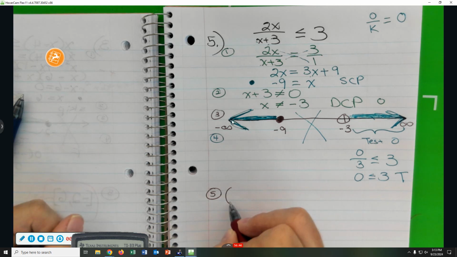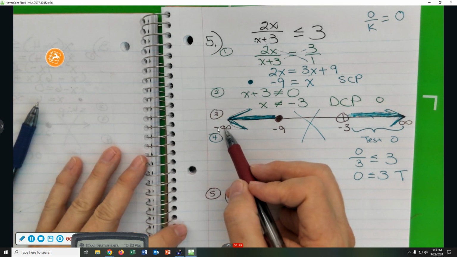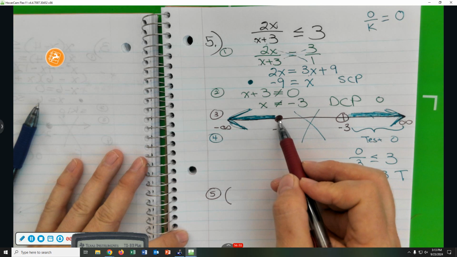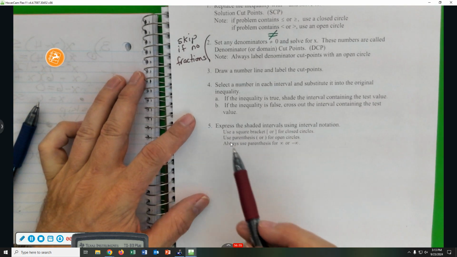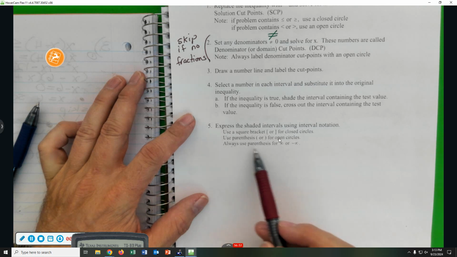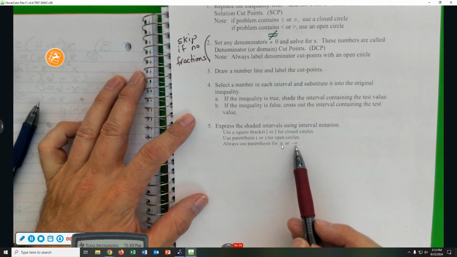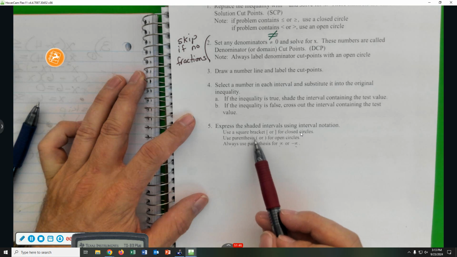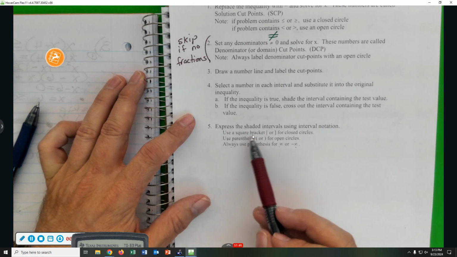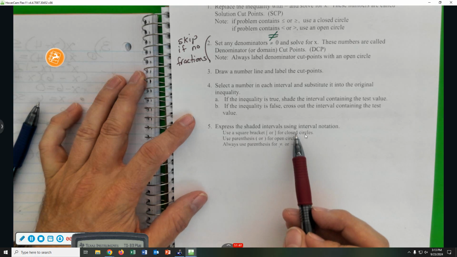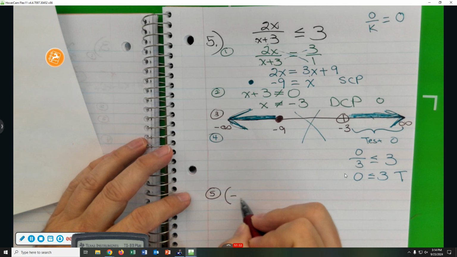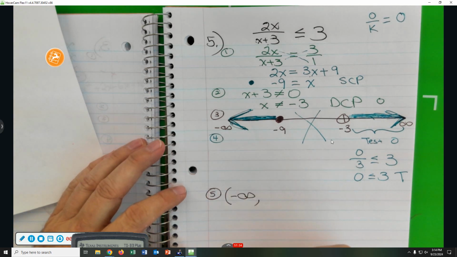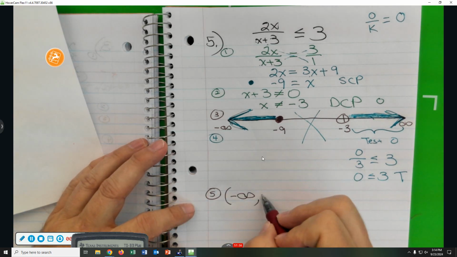Parentheses. You always put a parenthesis in front of a -infinity. It doesn't matter what the other endpoint is. Look at this blurry handout. Always use parentheses for infinities or negative infinities. Use a parenthesis for open circles. The only time you use a bracket is if you have a closed circle at that cut point. So -infinity, comma. We put a -9.